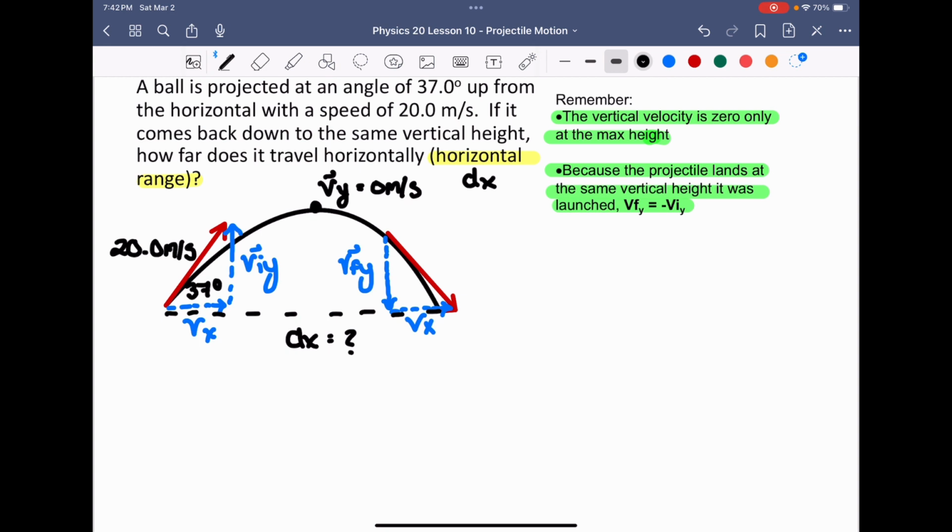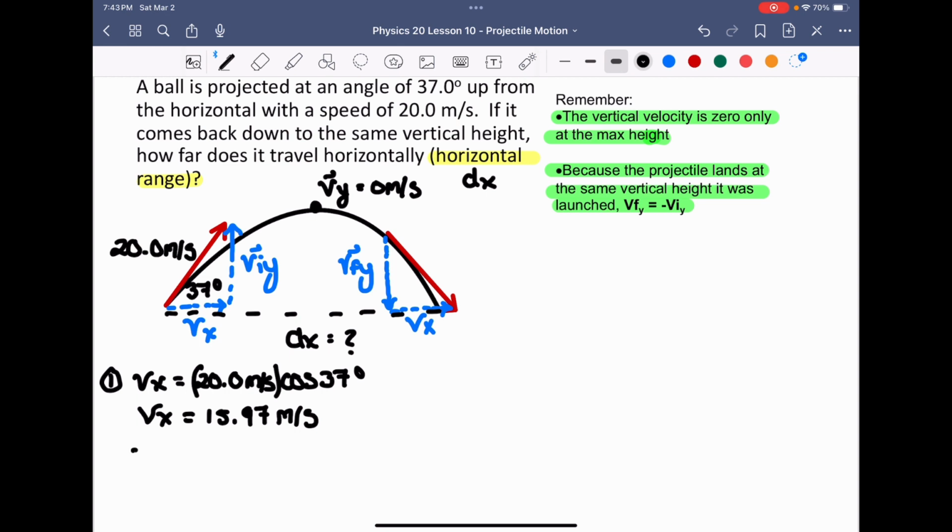So step number 1, in order to break this into the components, I'm going to say first and foremost that Vx is equal to, well, Vx is actually in the adjacent position, and we have the hypotenuse. This is the cos ratio, 20.0, and this is in meters per second, multiplied by cos of 37. Now, this is going to give you a value of a speed in the x direction of 15.97. And this is meters per second.